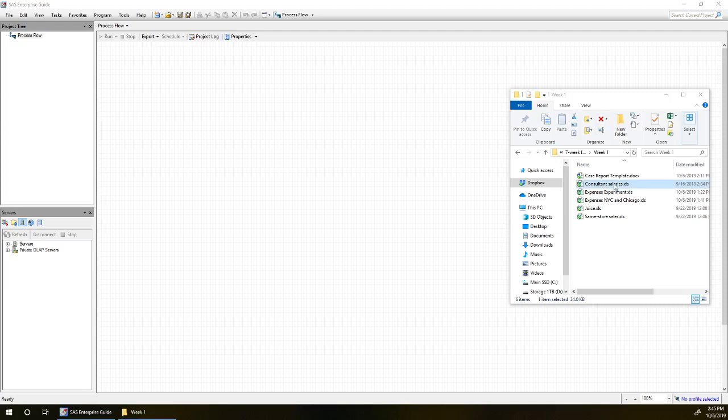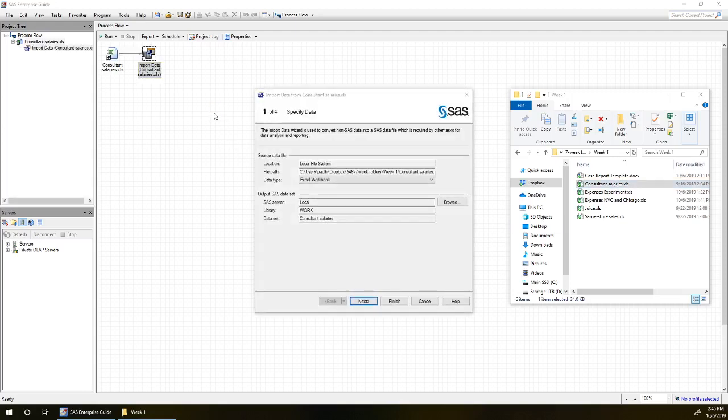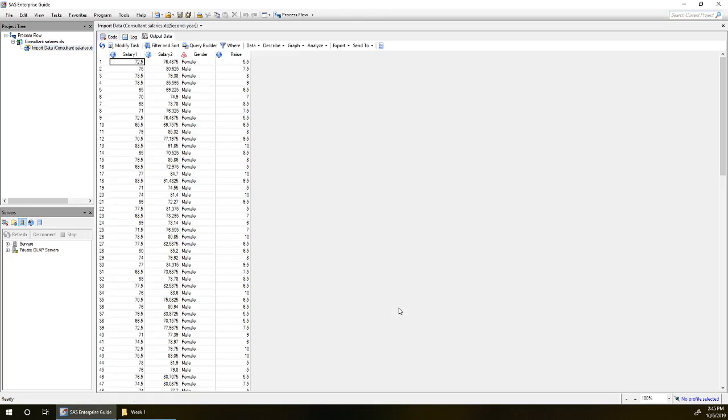We'll start by opening our consultant salaries data in Enterprise Guide. We'll drag the consultant salaries onto our process flow, hit finish, and we'll load up our data.